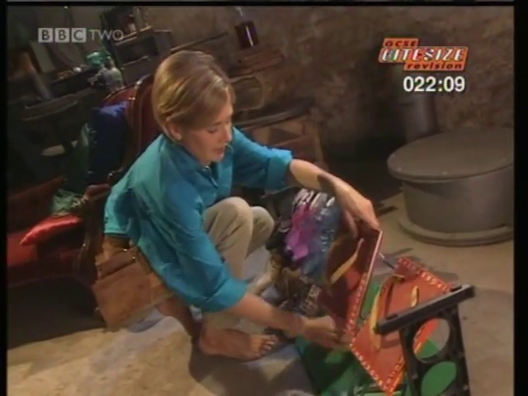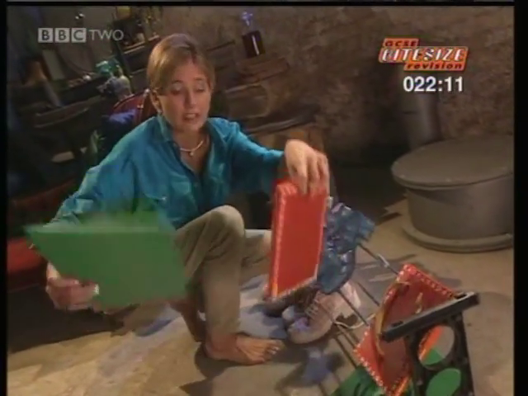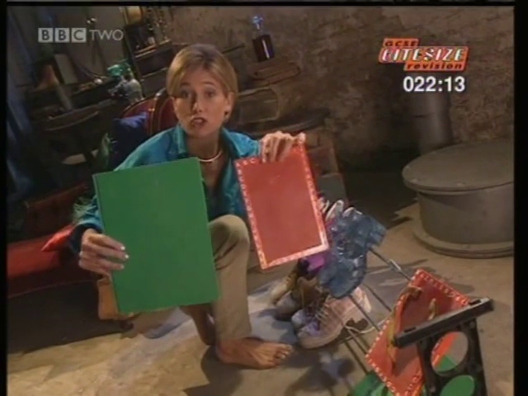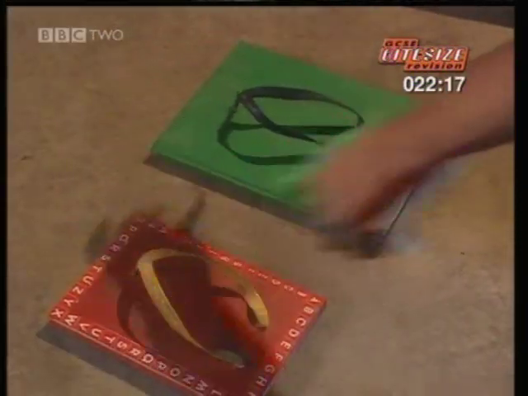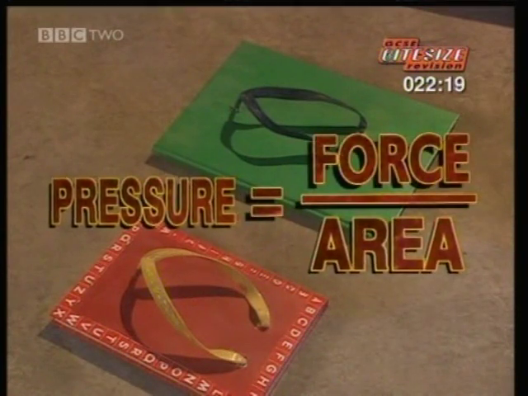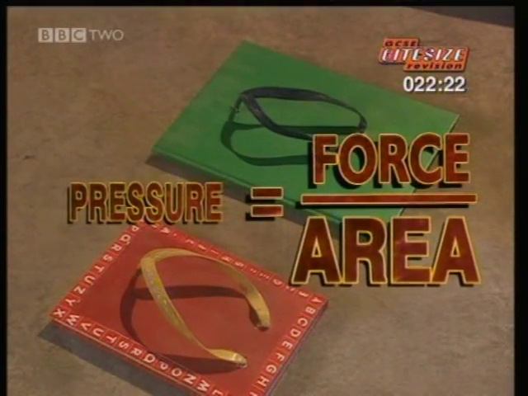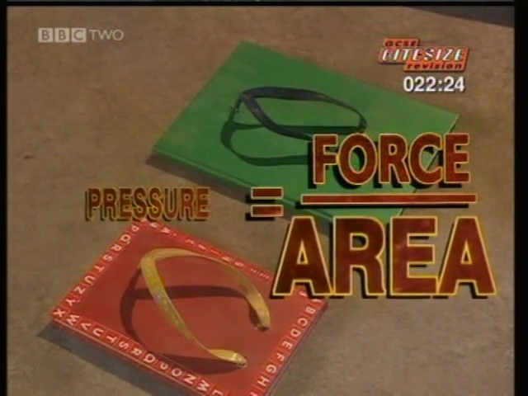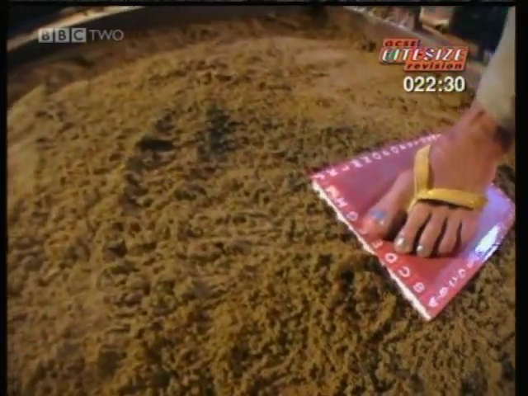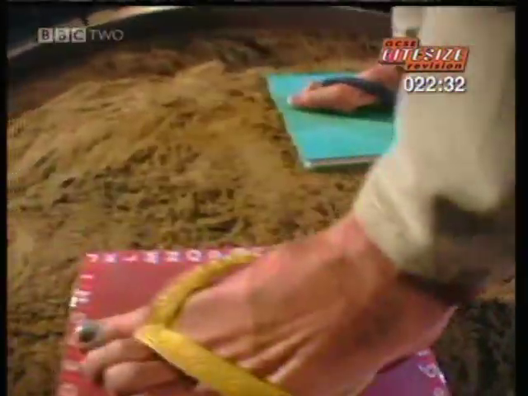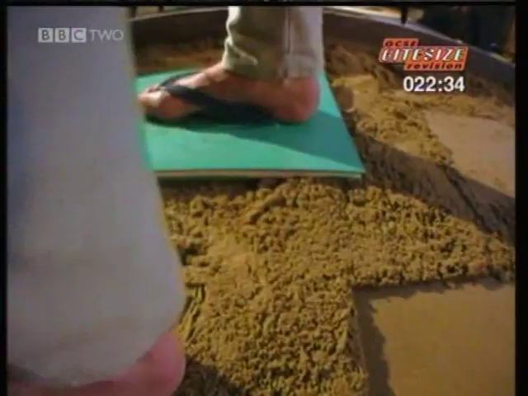So, as my weight stays the same, if I double the area of the sole of my shoes, I should halve the pressure. As the area gets bigger, the pressure gets smaller. So, the footprints from my red shoes are deeper than the green ones.